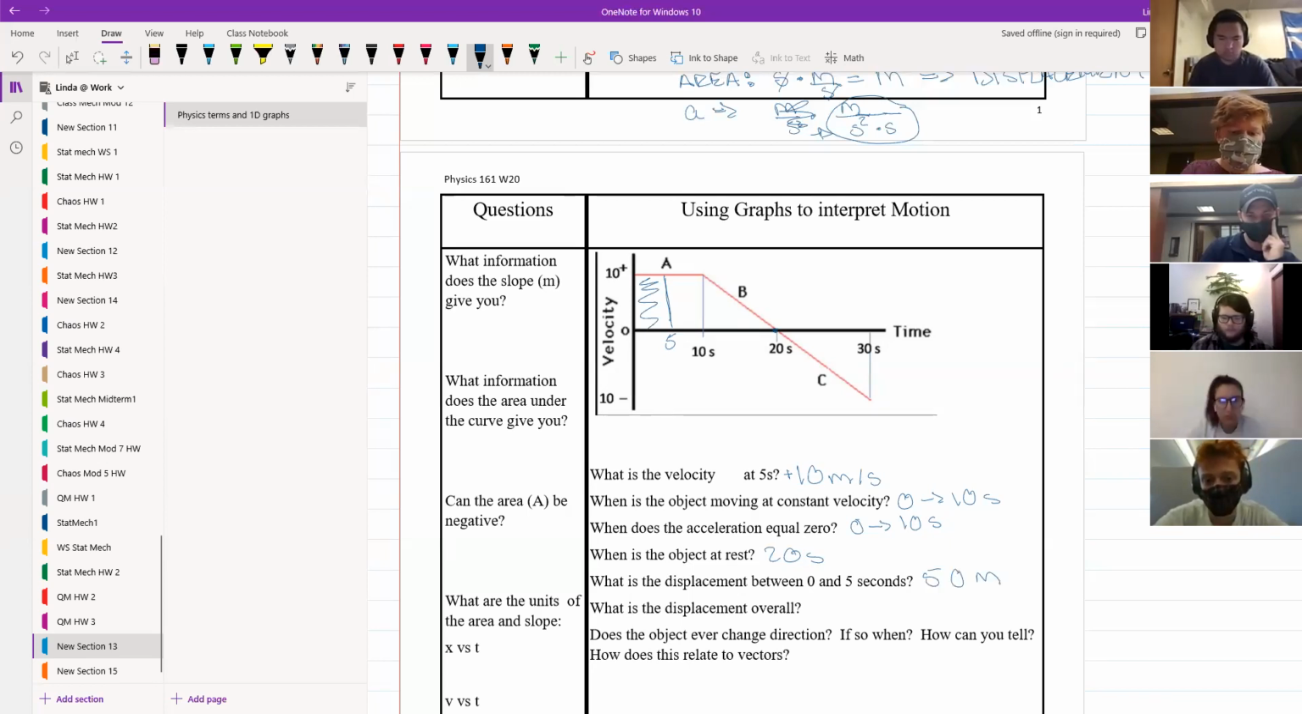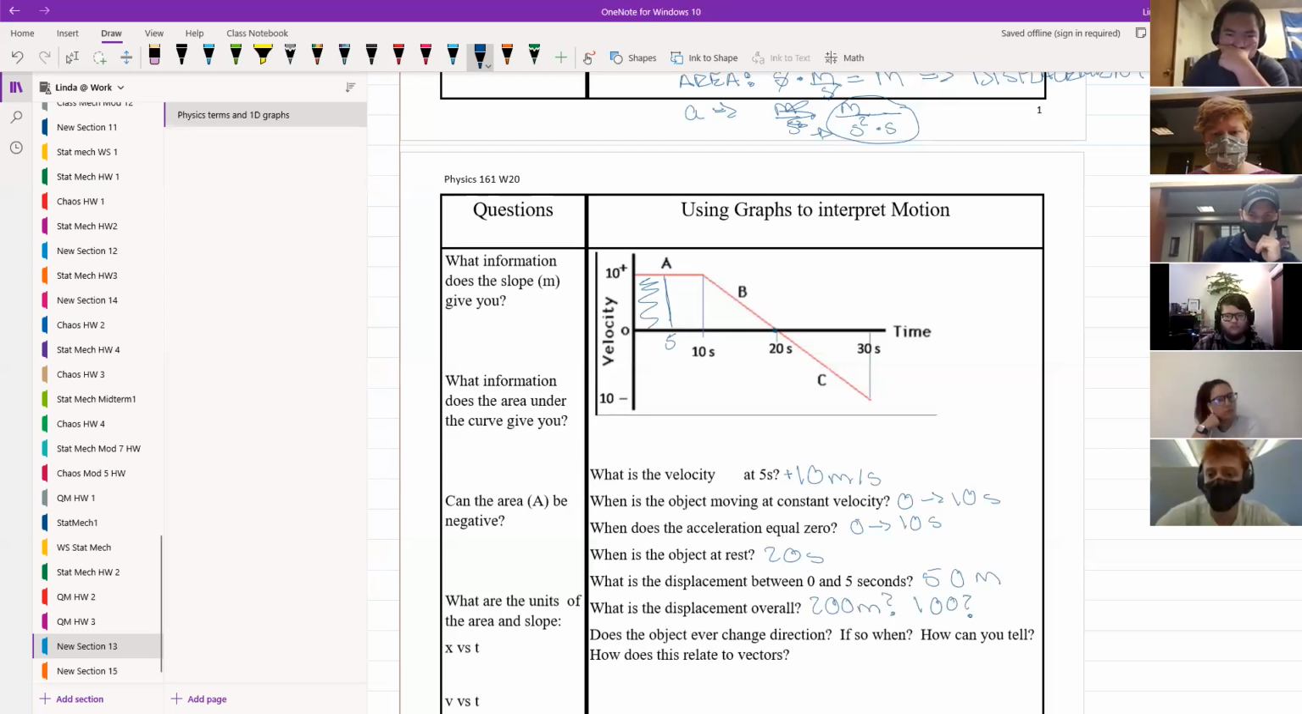What about overall? 200 meters. Is it 200? We think it's 100 meters. So we're getting two different answers. Is it 200? Is it 100? I believe distance is 200. Distance is 200. Displacement is 100.